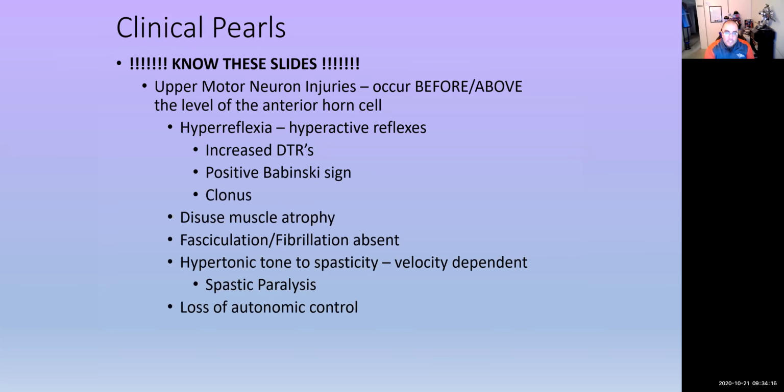And they're going to have loss of autonomic control. So in that area below the injury, they're going to have a loss of autonomic control, whatever it is. It can be something like bladder. It could be digestion, right? So they're going to have loss of autonomic control with an upper motor neuron injury.